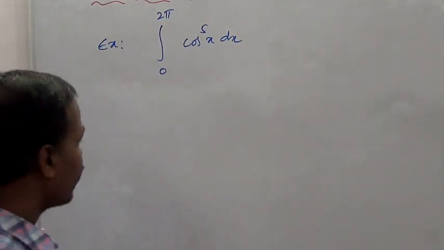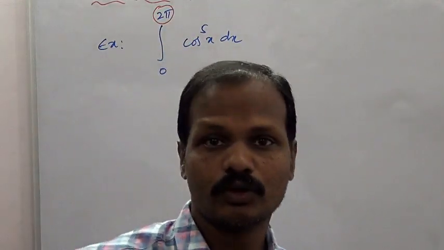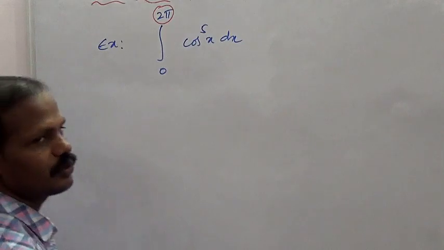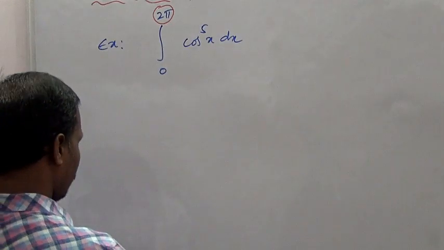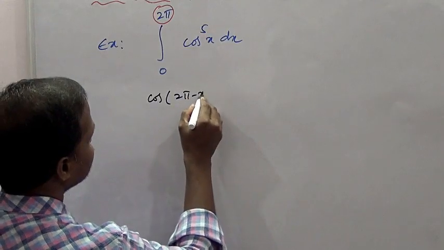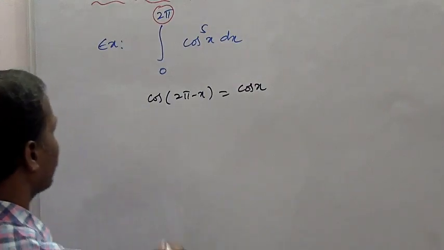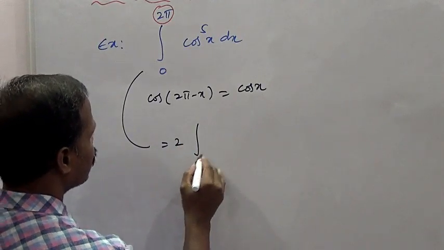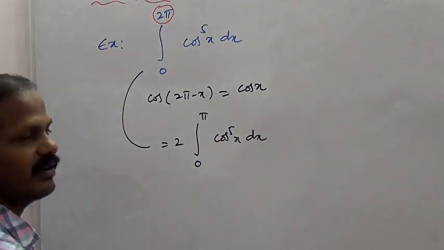Now see, here the limits are given from 0 to 2 pi. First of all you have to convert this into 0 to pi by 2. Cos of 2 pi minus x equal to cos x. So this becomes 2 into integral 0 to pi cos power 5x dx.